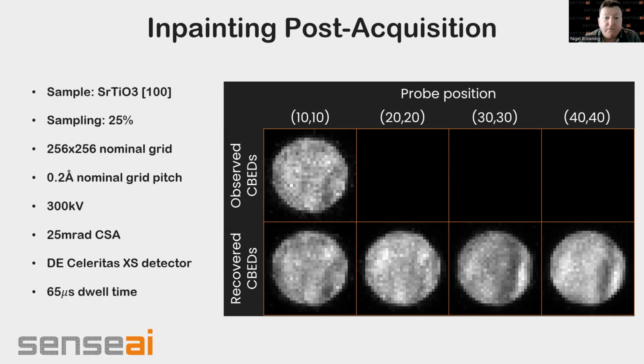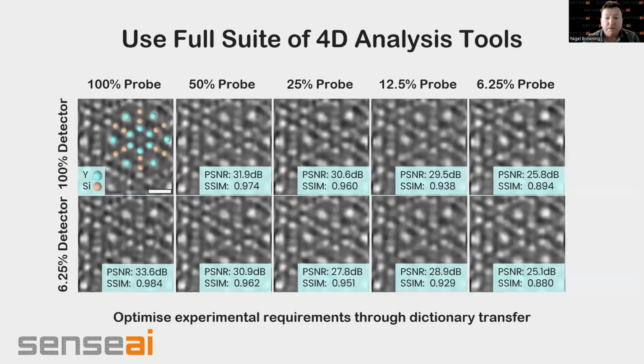Now, once we've got all the signals coming out, we can actually then inpaint the missing seabeds. This is an example from a strontium titanate sample. One of the seabeds that we actually observed is shown in the top left-hand corner. Once we go through and create our virtual images, we can then take those virtual images and recreate all of our seabed patterns, and so you can inpaint all of the information that you want from 4D STEM.